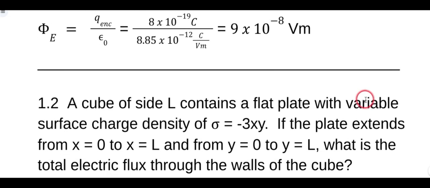All right, so now we're into some juice here. This is fun. A cube of side L contains a flat plate with a variable surface charge density. That's the key to this: variable surface charge density. He gives you the density rho equal to minus 3xy. When you see a function like this in these problems, you know you're going to integrate it because you're in chapter 1, which is the integral form, and he gives you the limits of integration for x and y. So the question is, what is the total electric flux through the walls of the cube?